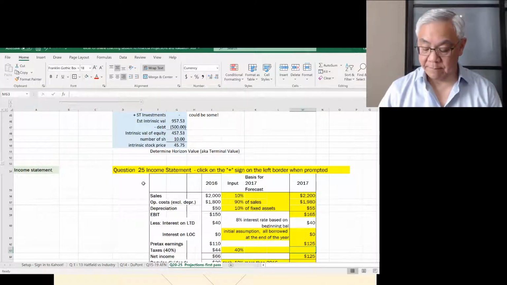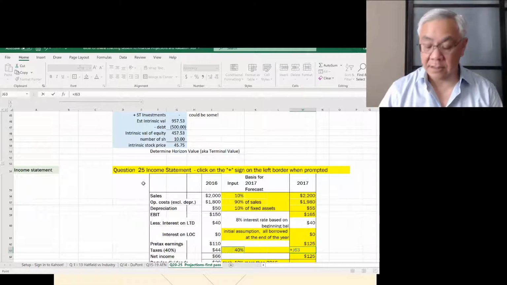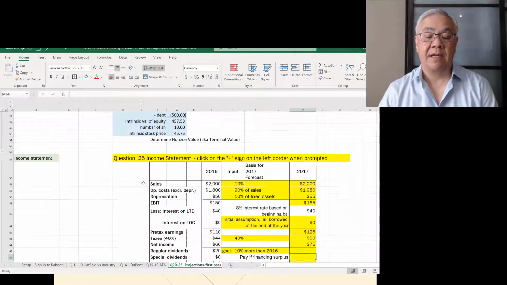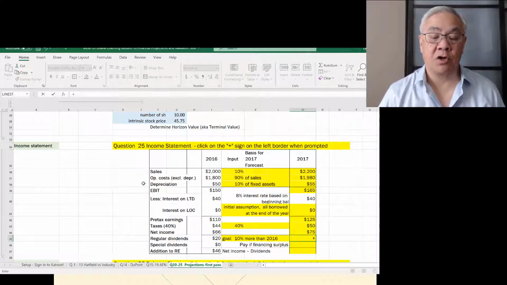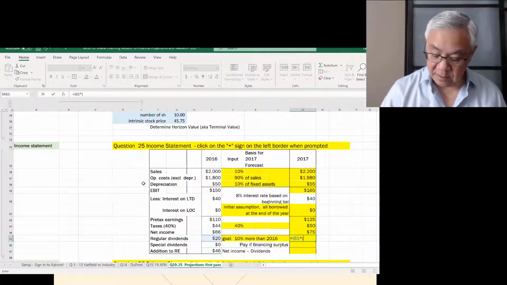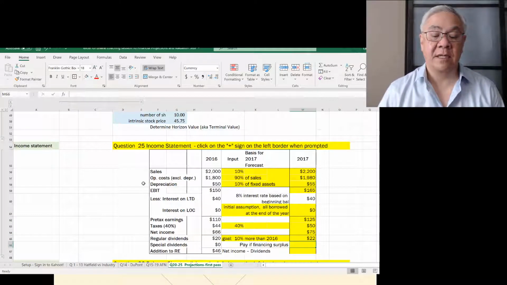So now we can use it. 40% times pre-tax. So our net income is 125 minus 50, or $75. Dividends are, the goal is 10% more than last year. So we take last year times, open parens, 1 plus 10%, or $22. Special dividends, if we have excess, we will, but let's just put 0 for now.